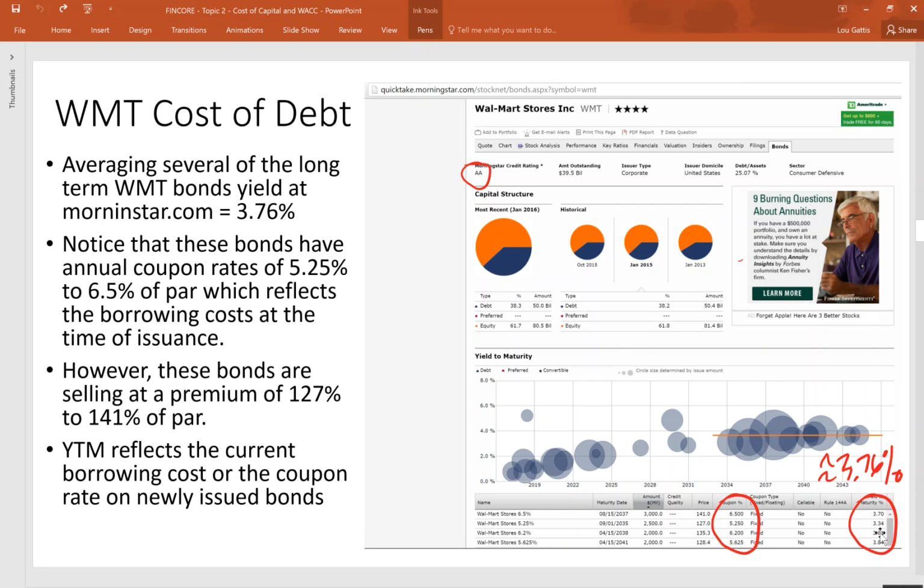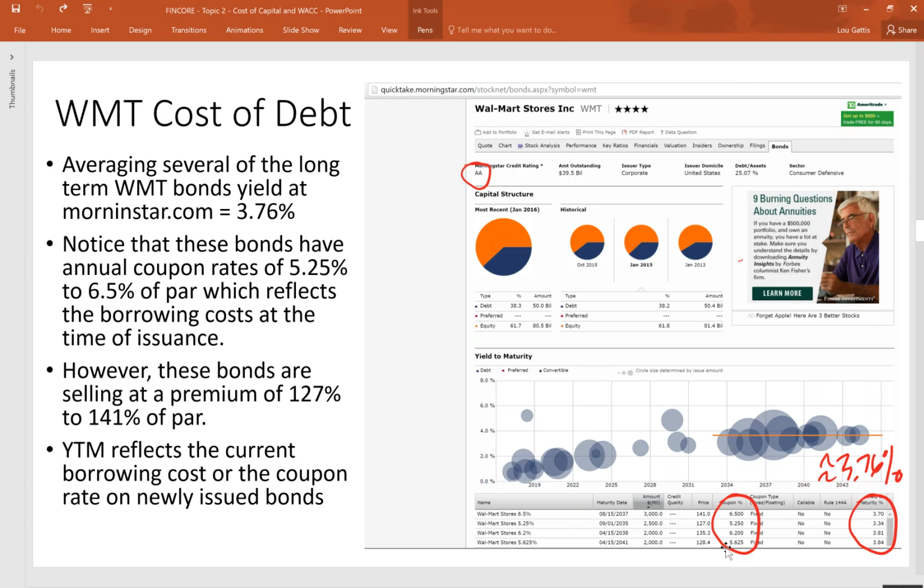I went down here and used the yield, which is a measure of the current rate of return of those bonds. If I take the average of, say, these last 3 bonds, it's about a 3.76% yield. So I could use that as a measure of Walmart's long-term cost of capital for debt holders.